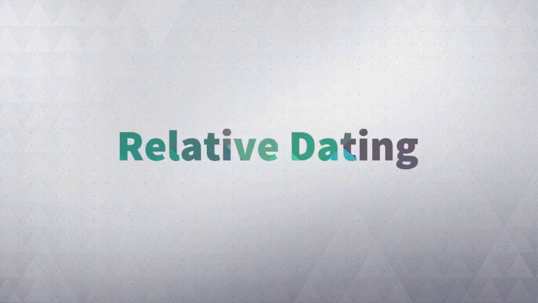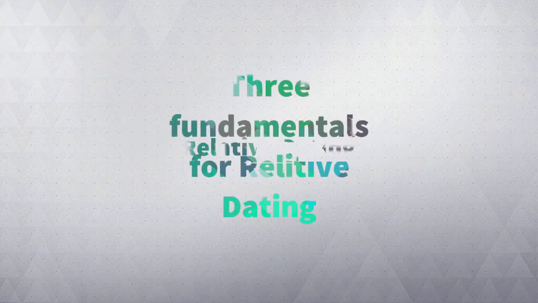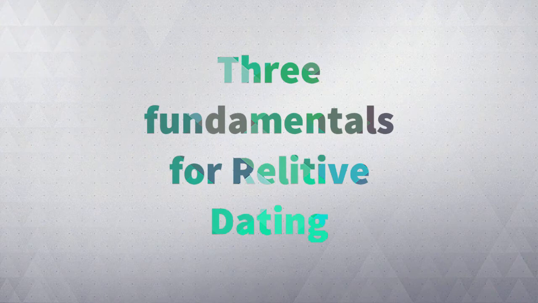Scientists use different kinds of dating methods to find the age of rocks. One kind of dating method is relative dating. Relative dating is used to find which layer of rock is older or younger. There are three fundamentals for relative dating. 1. The law of superposition. 2. The law of cross-cutting. And 3. The law of inclusions.